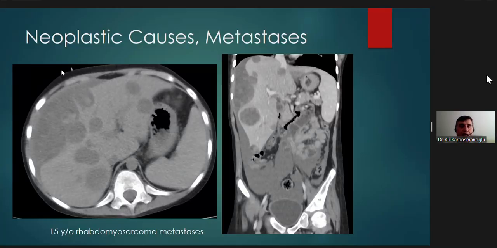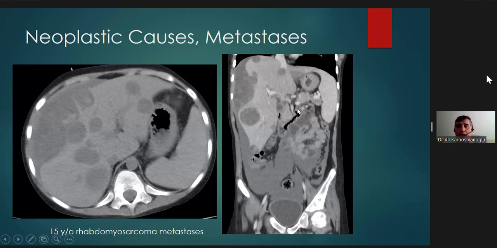On pre-contrast CT, you can see hypoattenuating metastatic foci in the liver parenchyma. But here on the lateral side, on the right lateral side of the liver, you cannot really see the continuity of the liver contours and the continuity of the liver capsule.